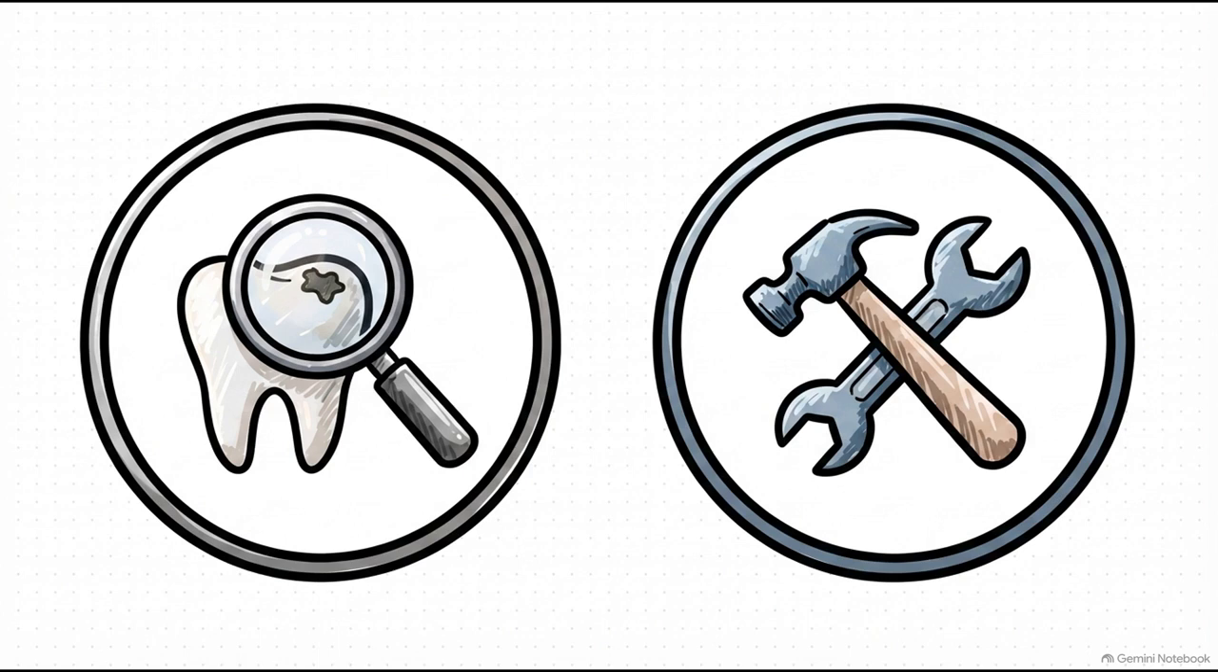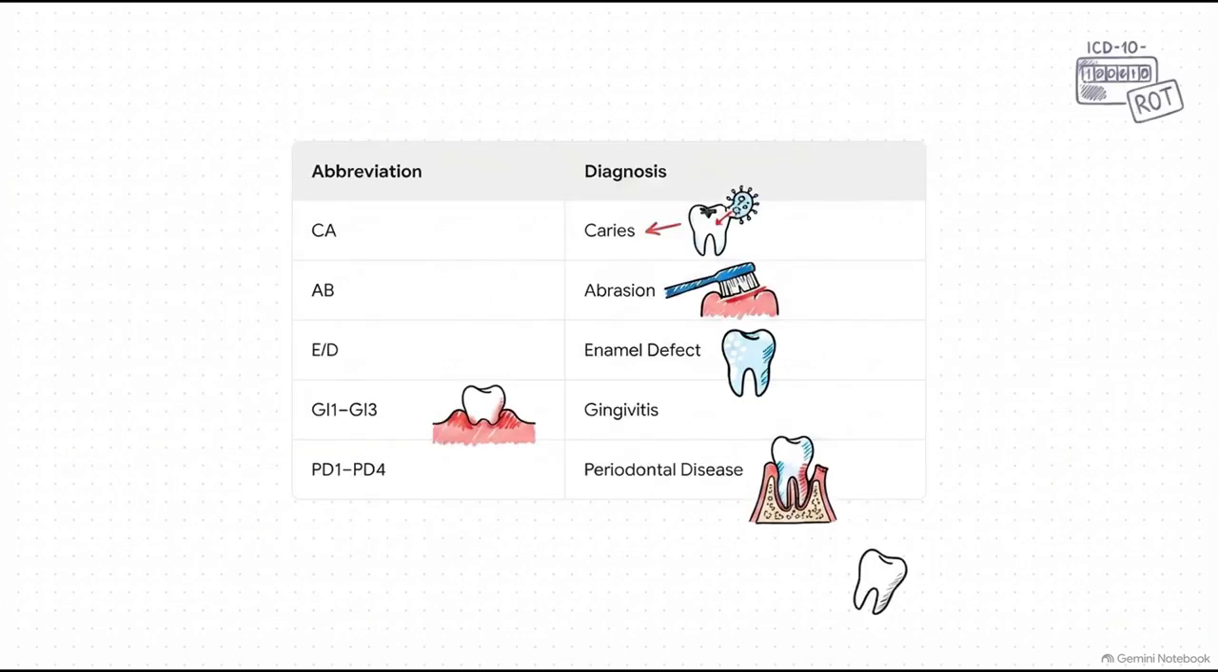Diagnosis describes the condition, like decay or gingivitis. Treatment describes the action taken, like an extraction or a filling. Mixing these two up is a fast track to claim denials. Let's look at the diagnostic side first.